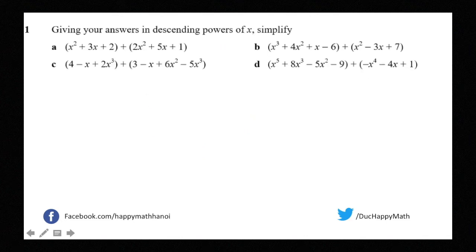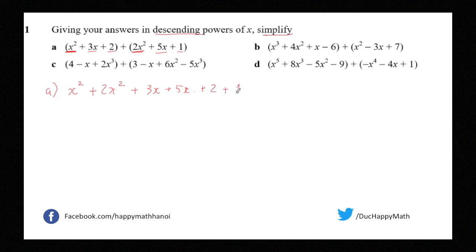For example, in question 1: give the answer in descending power of x, simplified. Descending means you have to rearrange the powers of x, with the largest degree first and then the smaller ones. In question A, we have x squared here and x squared here, and the coefficients are different. For the first degree, we have 3x and 5x here, and the constant numbers 2 and 1.